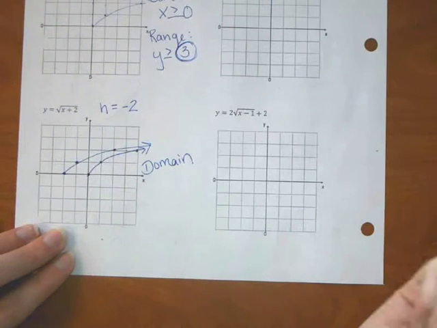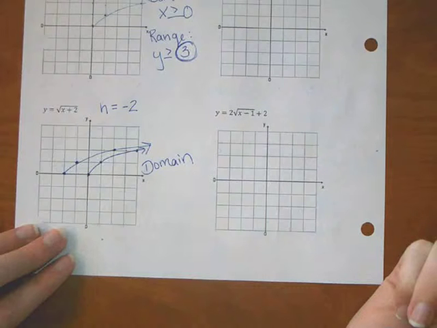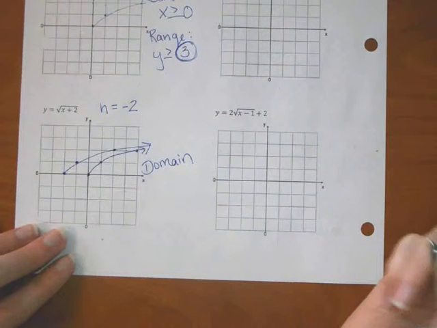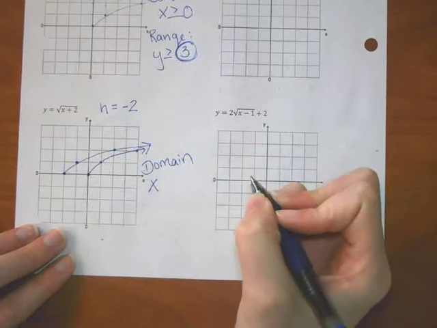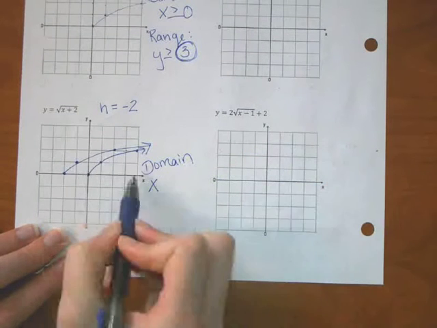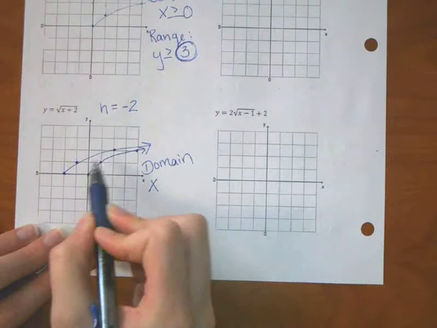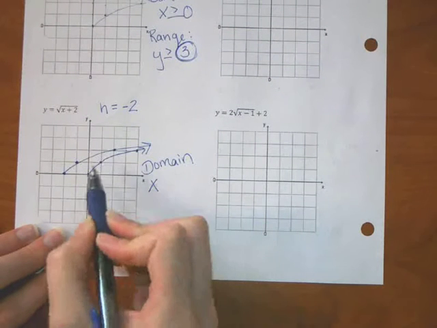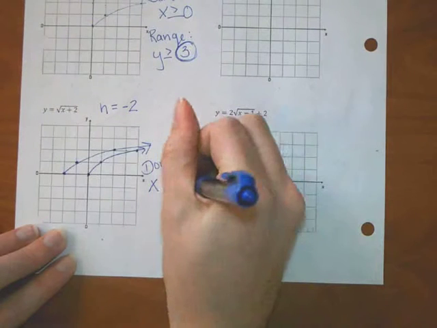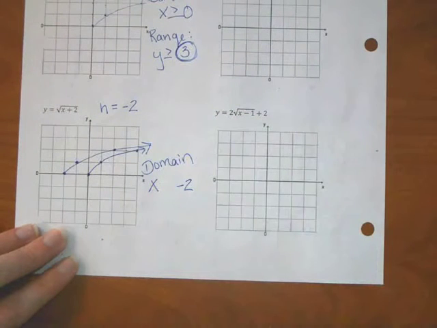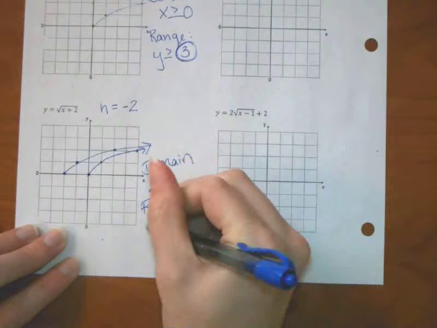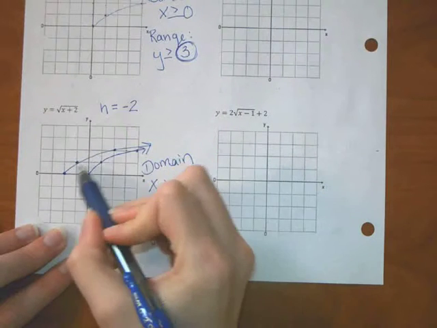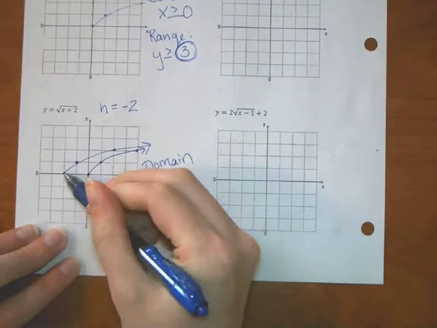What is my domain here? So I'm talking about my x. Where does our x start? We're looking at this one. -2. And does it get bigger or smaller than -2? Bigger. And our range? Talking about y, where are we starting? 0. And are we getting bigger or smaller?